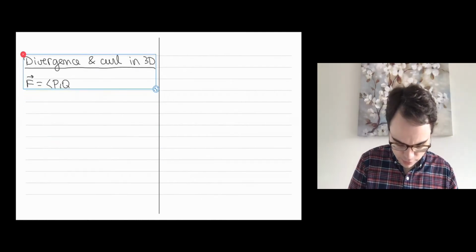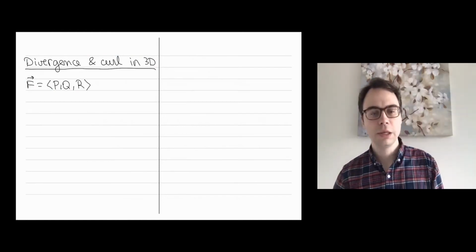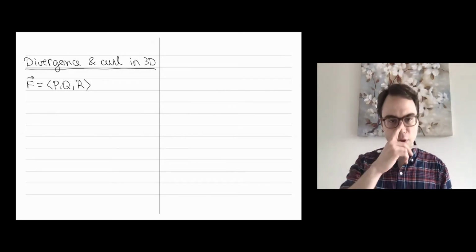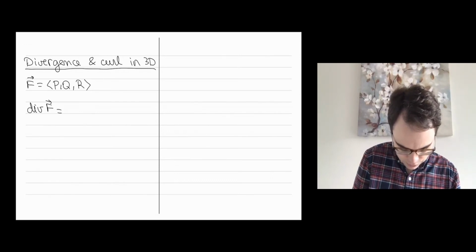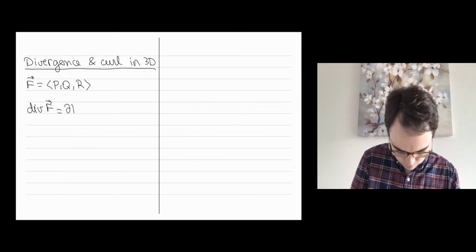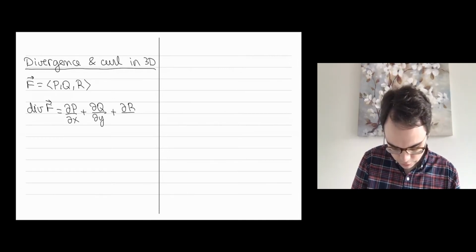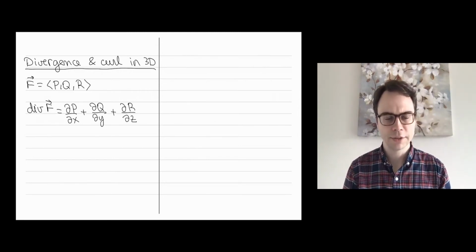So now we have a brand new f, and it has components p, q, and r. So p, q, and r are functions of x, y, and z. That's our new vector field. Let me just tell you what div and curl are for such a vector field. The divergence of f is the easy one to remember. It's the x partial of the first component p, plus the y partial of the second component q, plus the z partial of the third component r. Okay, so that's a function that we build out of our vector field.